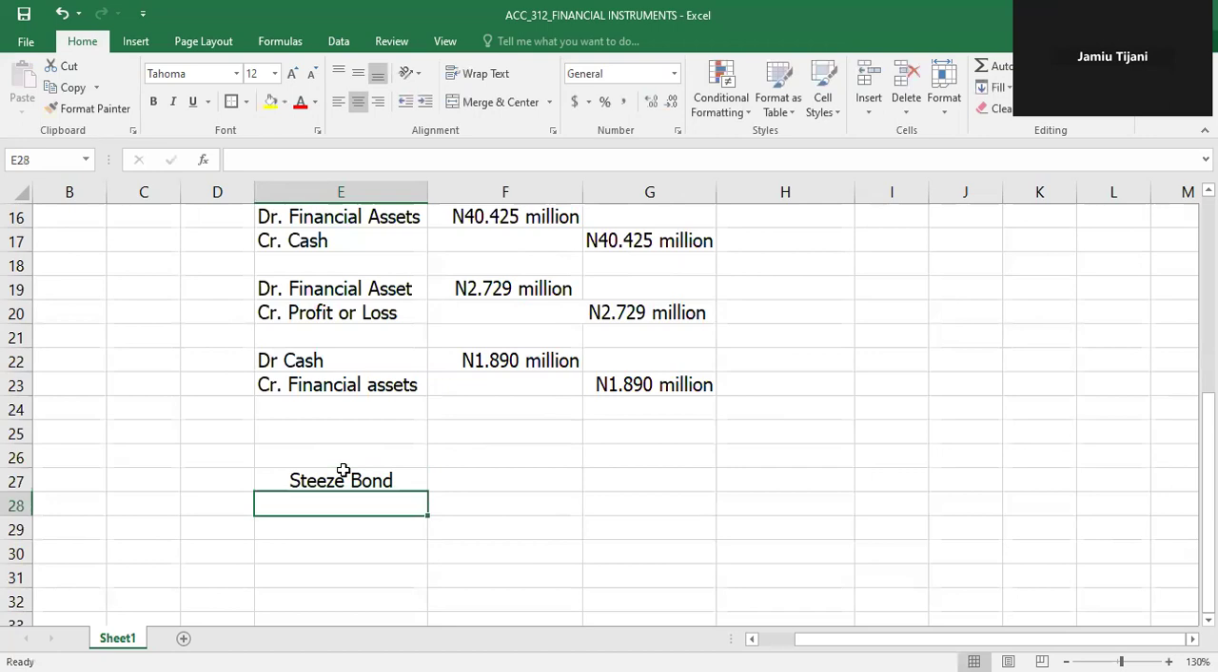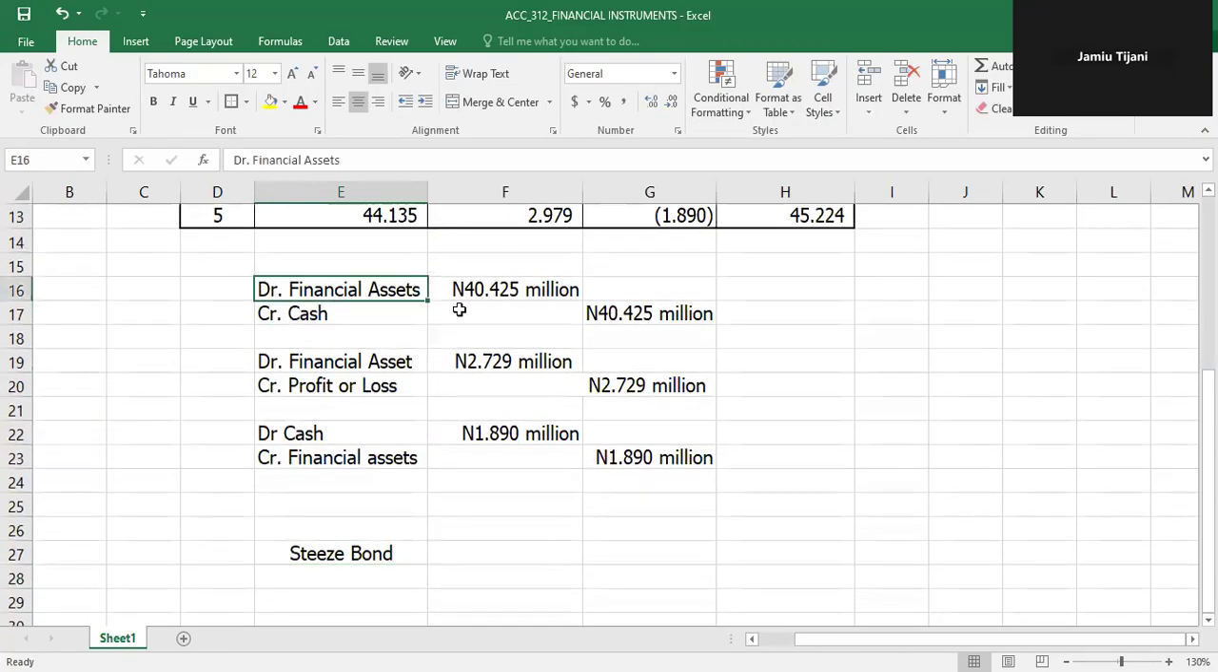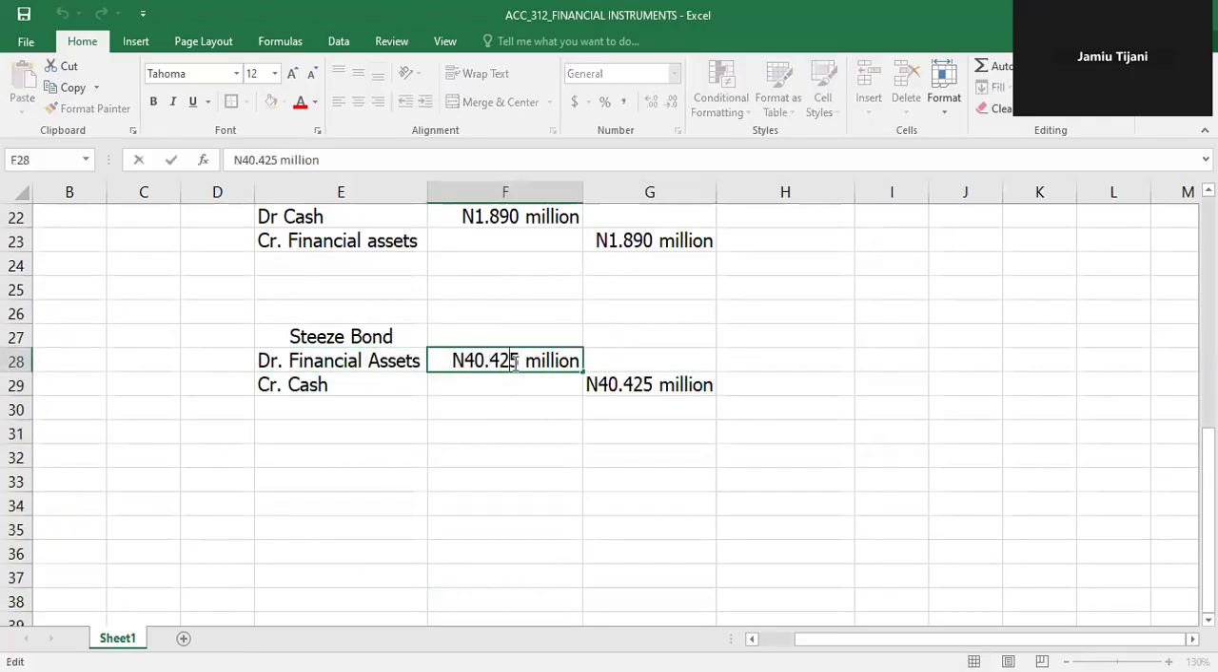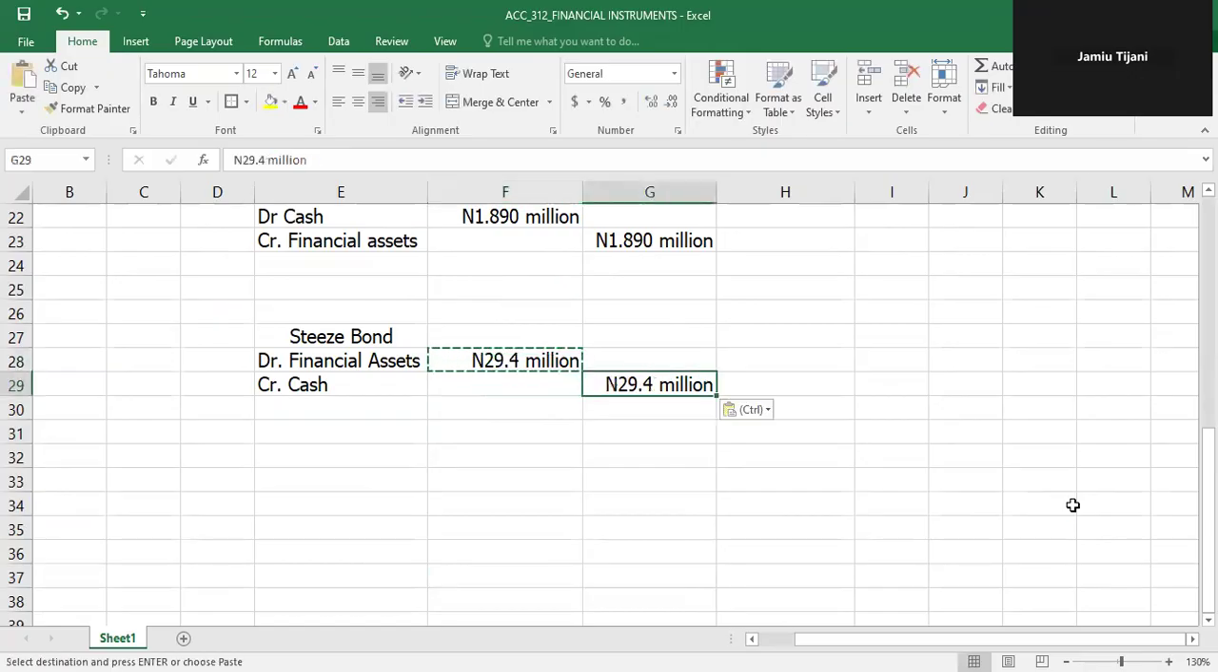For the Steeze bond, treatment is pretty straightforward, regardless of the effective interest that they have given to you. So the entry normally will just come this way. When you purchase that bond, financial assets would be debited at what value? It will be debited at 29.4 million, and of course cash will also be credited. So that is the normal entry.